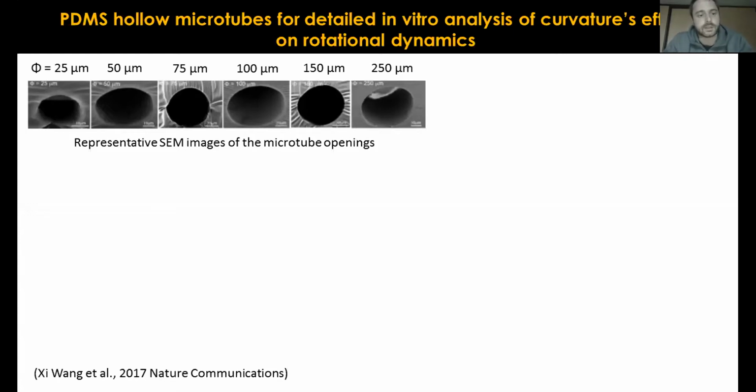And so we went to fixed PDMS tubes that we can produce in the lab, basically. And this is what you can see here. We can have hollow PDMS tubes of different diameters, ranging from 25 up to 250 micrometers, which is the range of physiological tubes that we can find in the organisms.